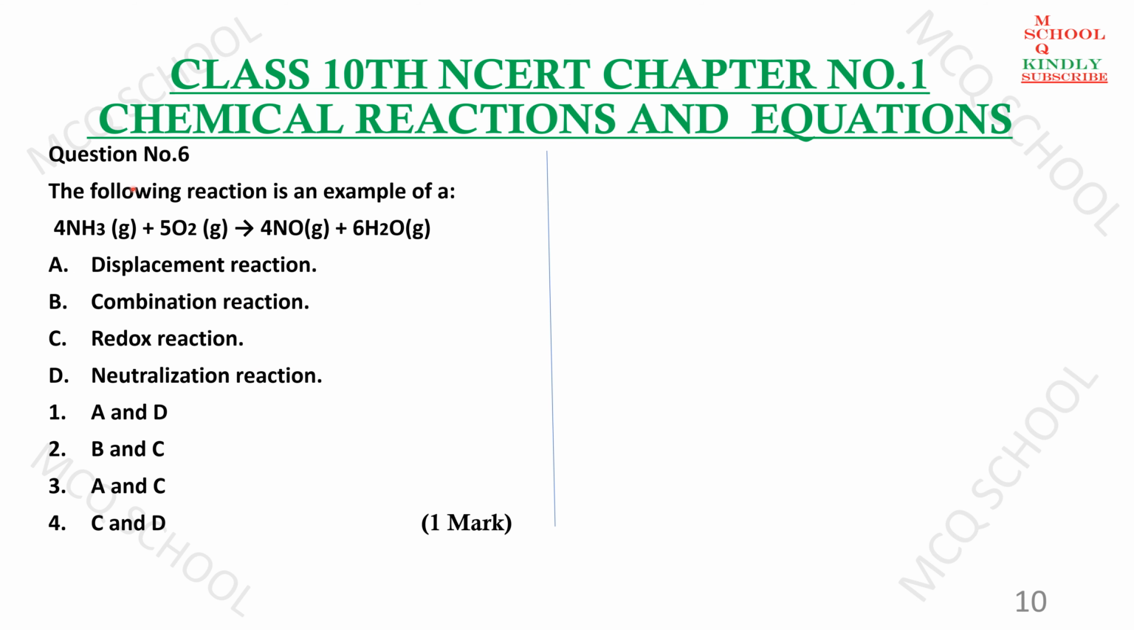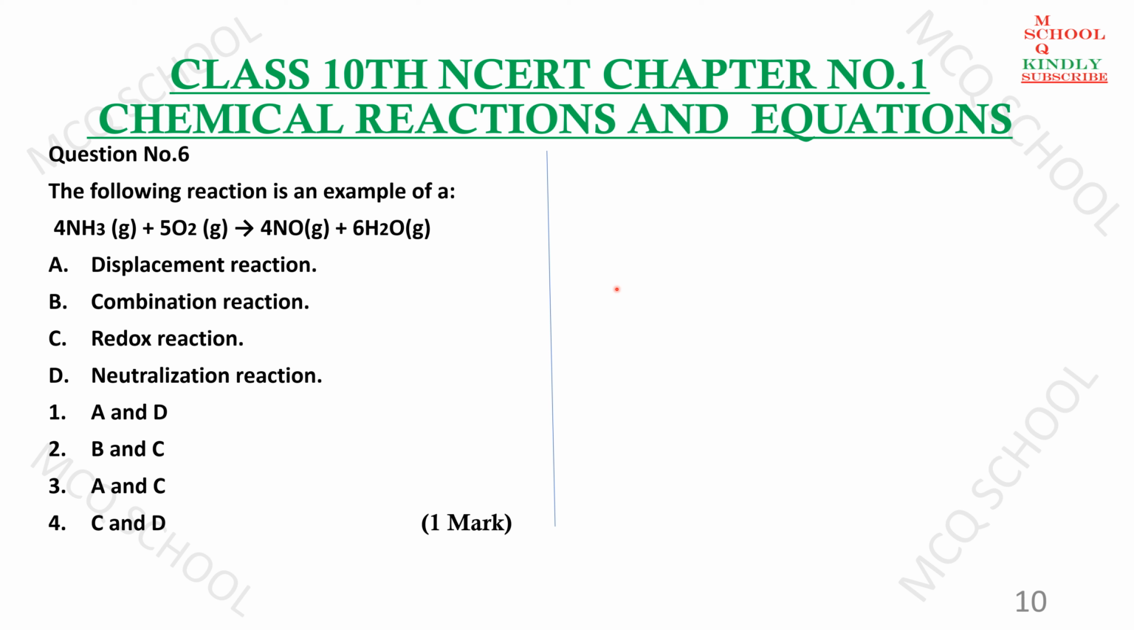Let us take question number 6. The following reaction is an example of ammonia and oxygen reacting to form nitrogen oxide and water. Options are A. Displacement reaction, B. Combination reaction, C. Redox reaction, D. Neutralization reaction. The answer carries 2 out of 4. So what is the answer as per you?